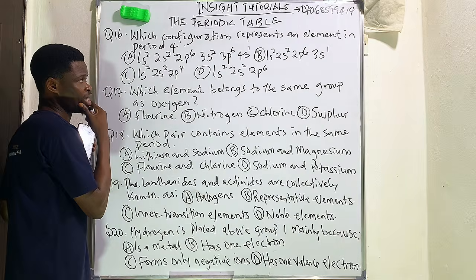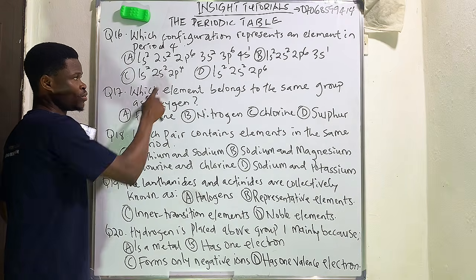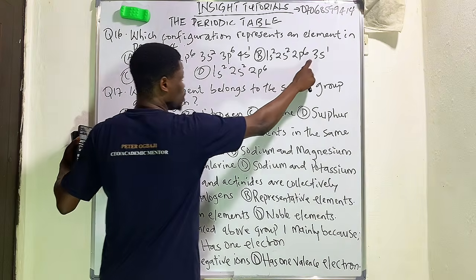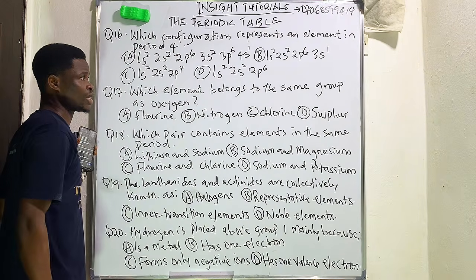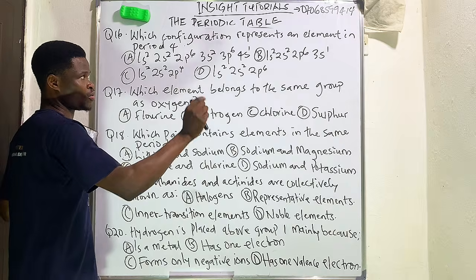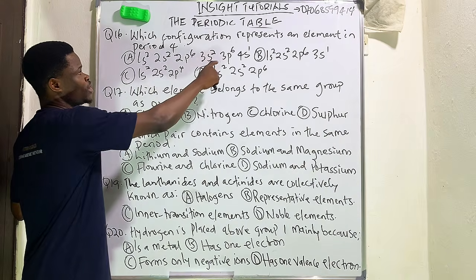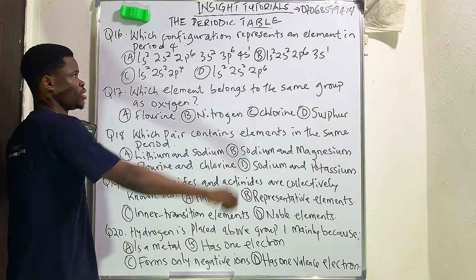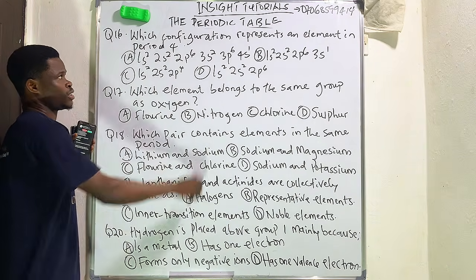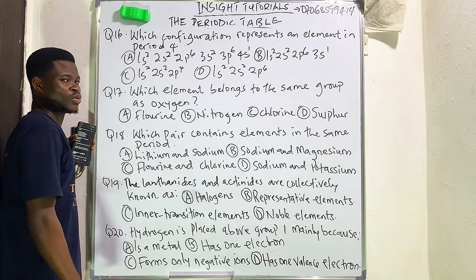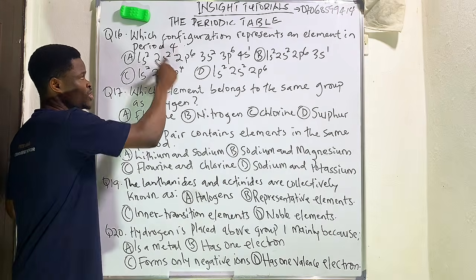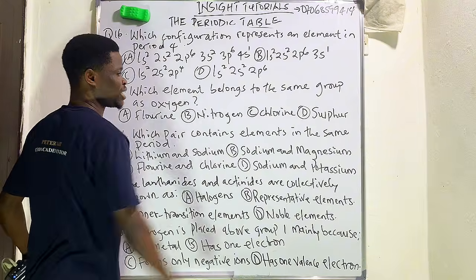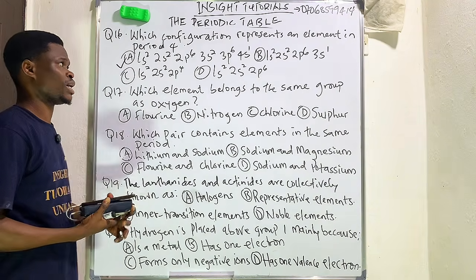This also has its highest shell, or energy level, as 2, so it's a period 2 as well. This has its highest shell as 3, so that's a period 3. So the element with the highest shell of 4 is option A, a period 4 element. This is the correct option because it has the highest shell as 4.